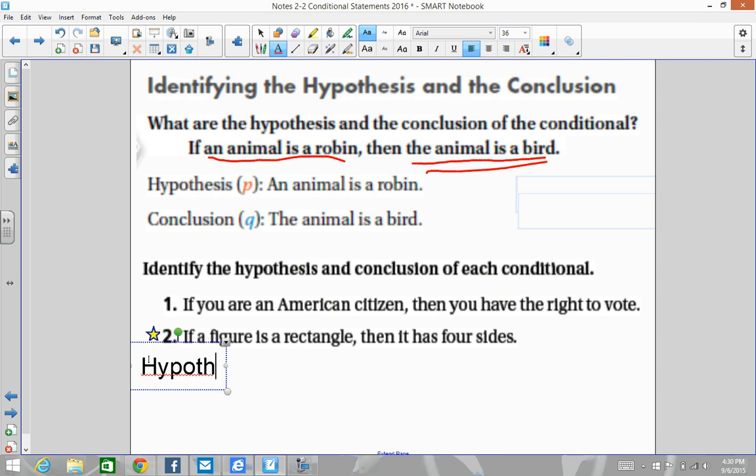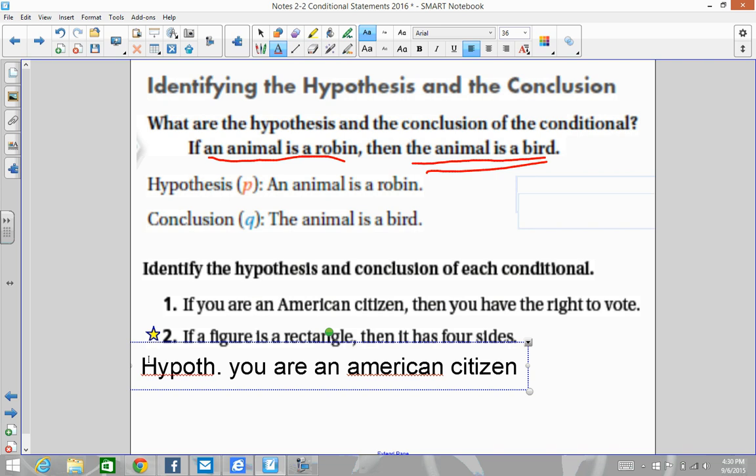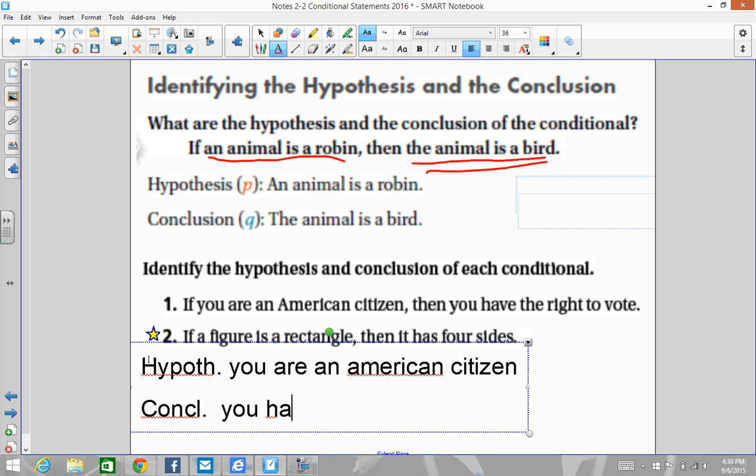The hypothesis for number 1 is you are an American citizen. The conclusion is you have the right to vote. And so you should have the same thing done for number 2 there. That's why it has a star, so that I know I can check that one to make sure you have done your work.